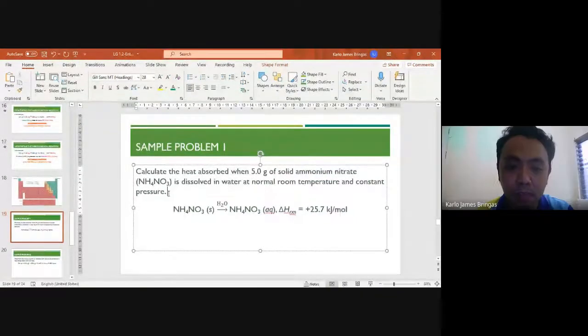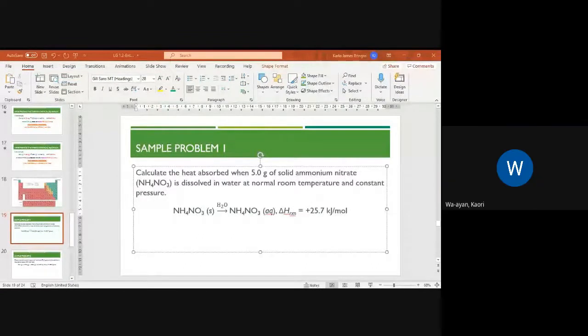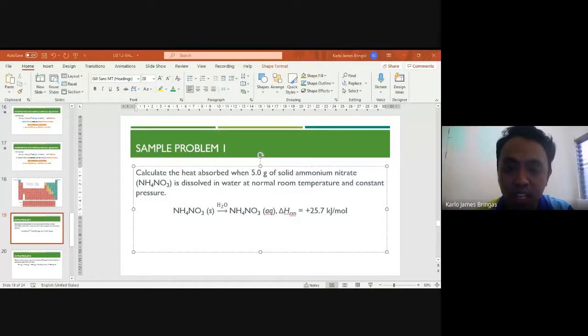Sir, yes, please. Calculate the heat absorbed when 5 grams of solid ammonium nitrate is dissolved in water at normal room temperature and constant pressure. Okay, thank you so much, Kauri. So thank you also to those who raised their hand to read this one.